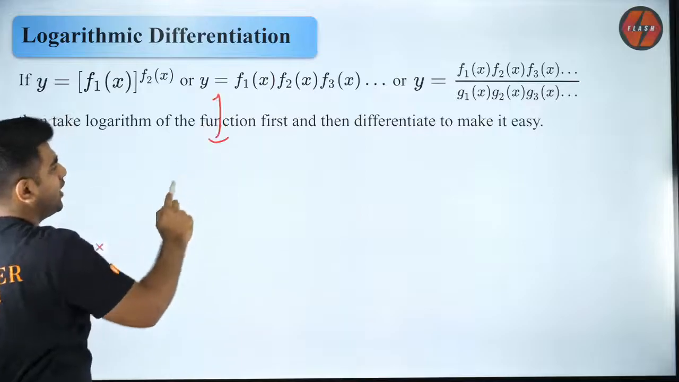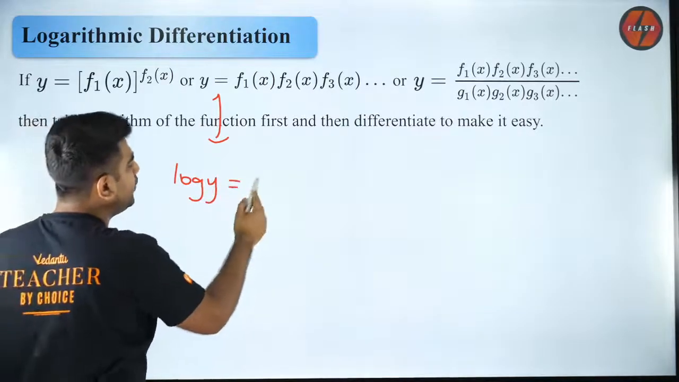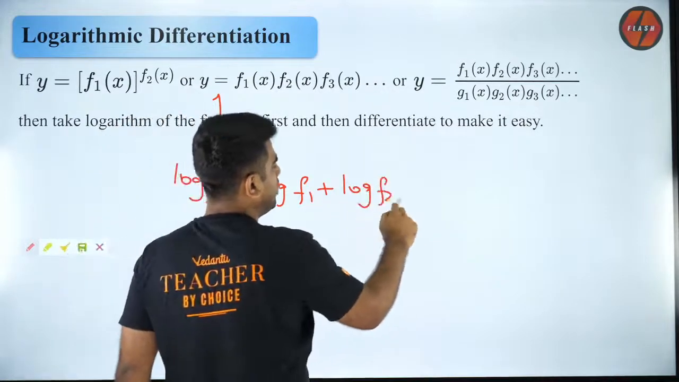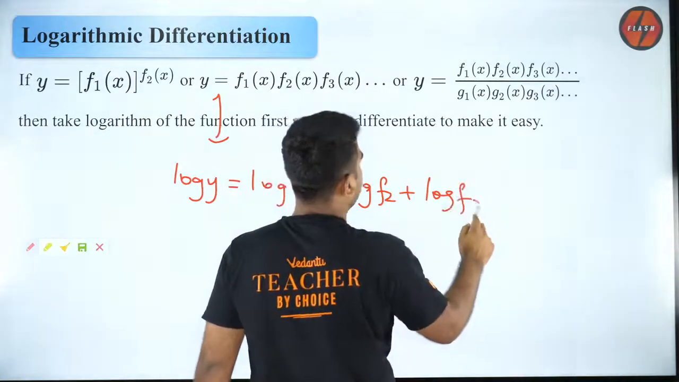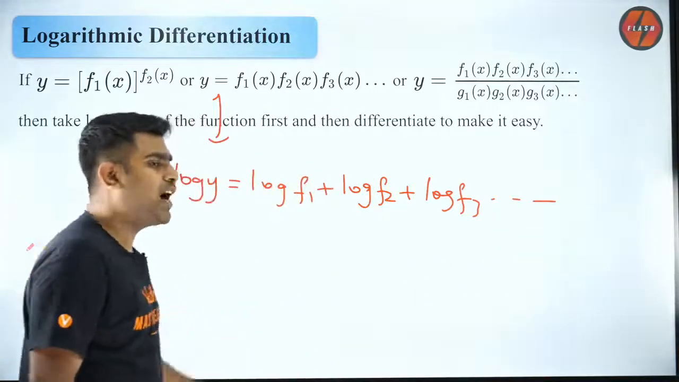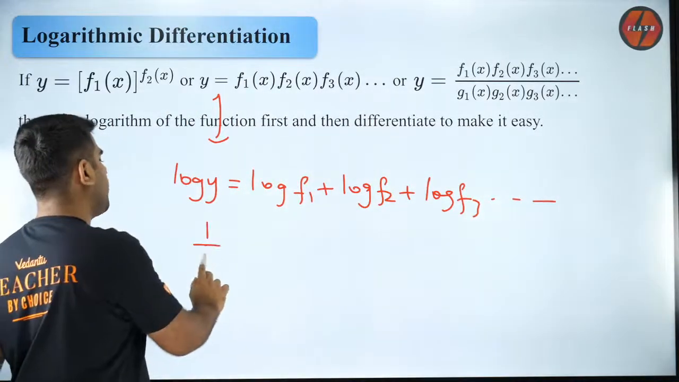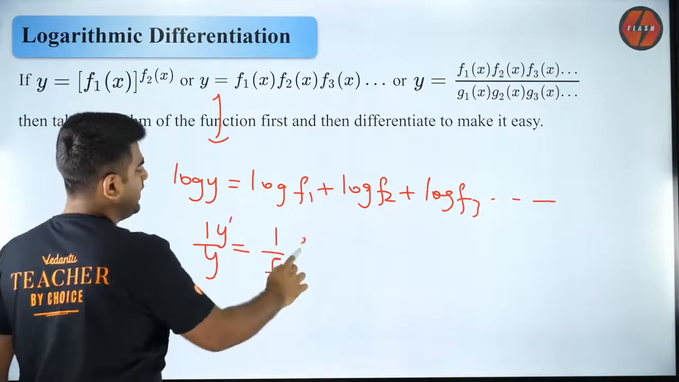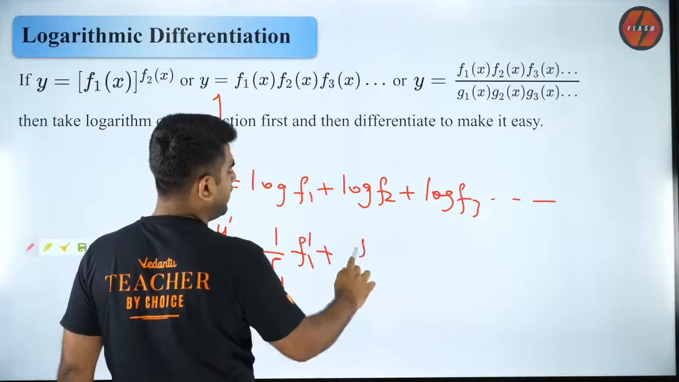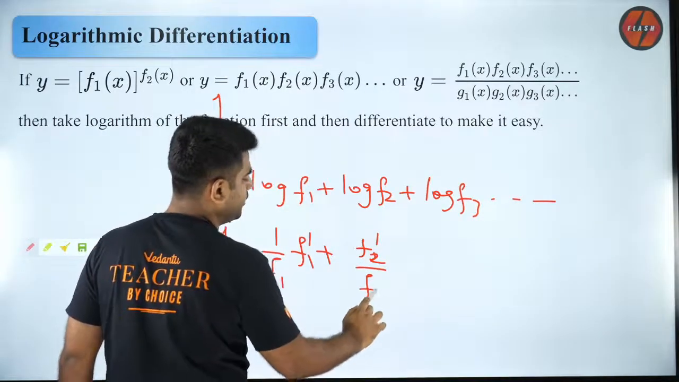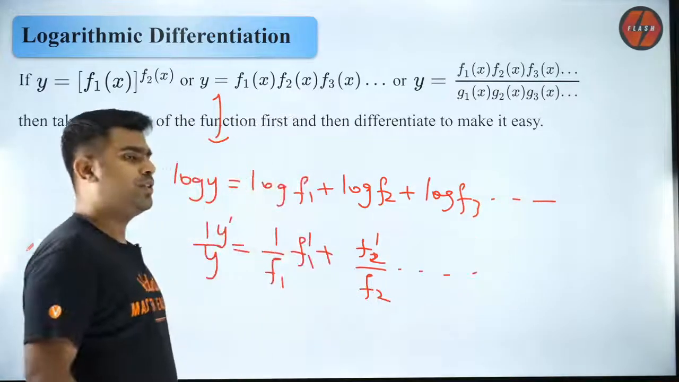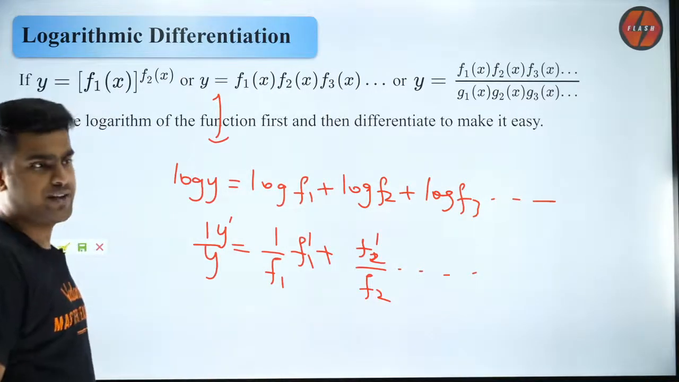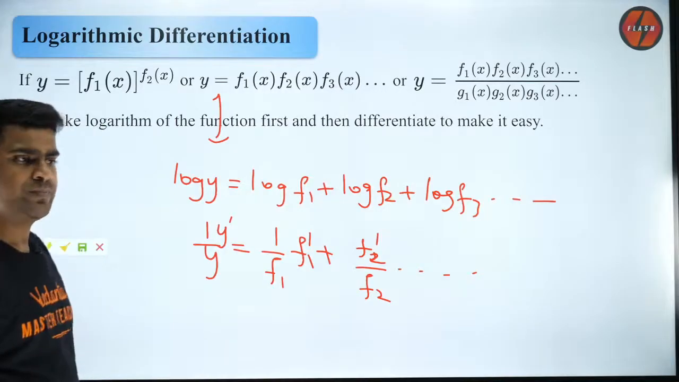If I take log here, log y, you see it beautifully becomes log f1 plus log f2 plus log f3 till log fn. So now I can differentiate very easily. It will be 1 by y, y dash is equal to 1 by f1 into f1 dash plus f2 dash by f2 and so on. So this makes our job a much easier one. Are you guys clear? Everybody?